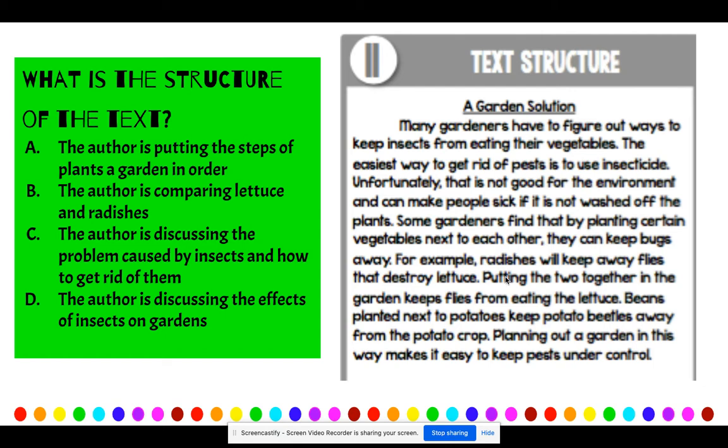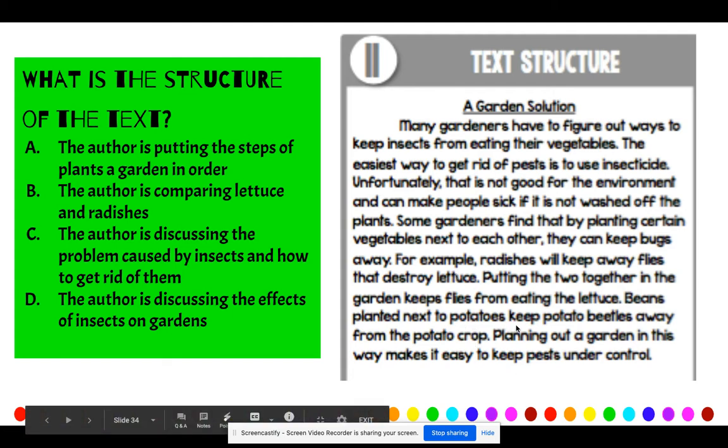What does the author tell me? Well, if I put radishes next to lettuce, it keeps the flies away. If I plant beans next to potatoes, it keeps beetles away. So the solution here is how I plan out my garden. So let's check ourselves with the multiple choice.